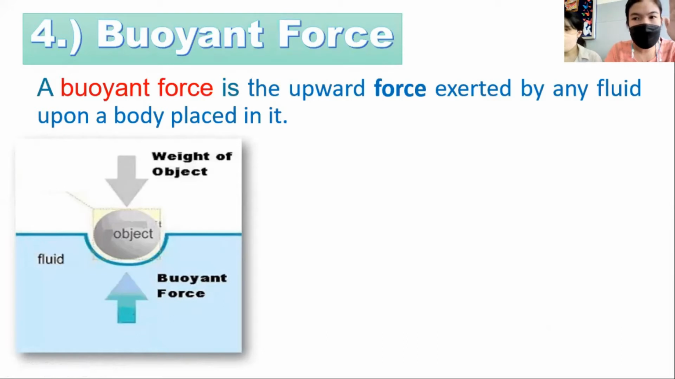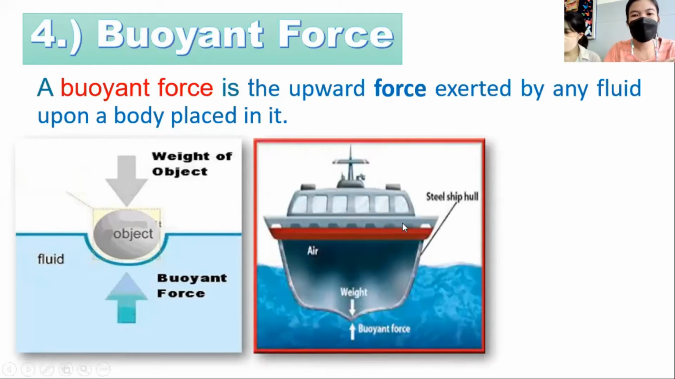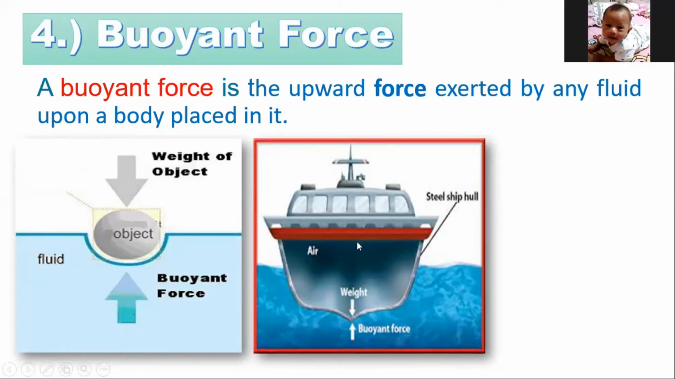So this is why the object floats. It can float an object or it can also sink the object. Another example is a big ship. It is heavy, then why does it float? Have you ever wondered? They float because the weight is equal to the buoyant force. The weight and the buoyant force are equal. That is why the ship can float.